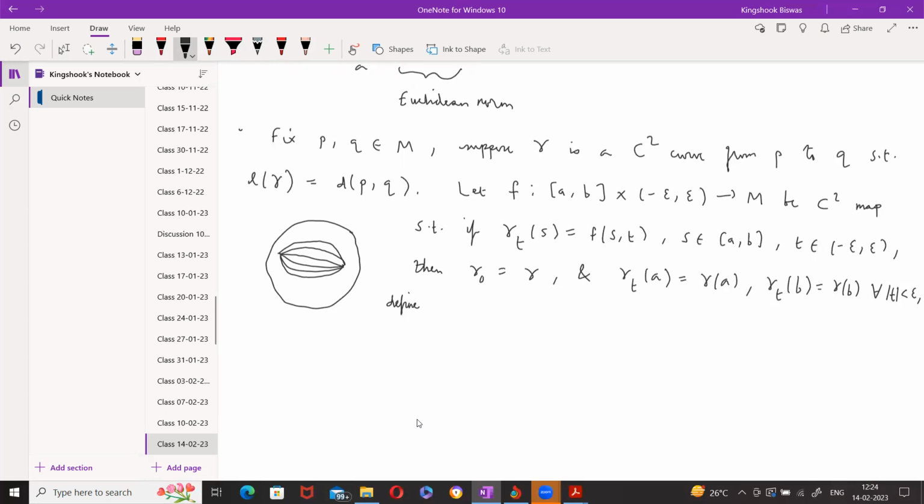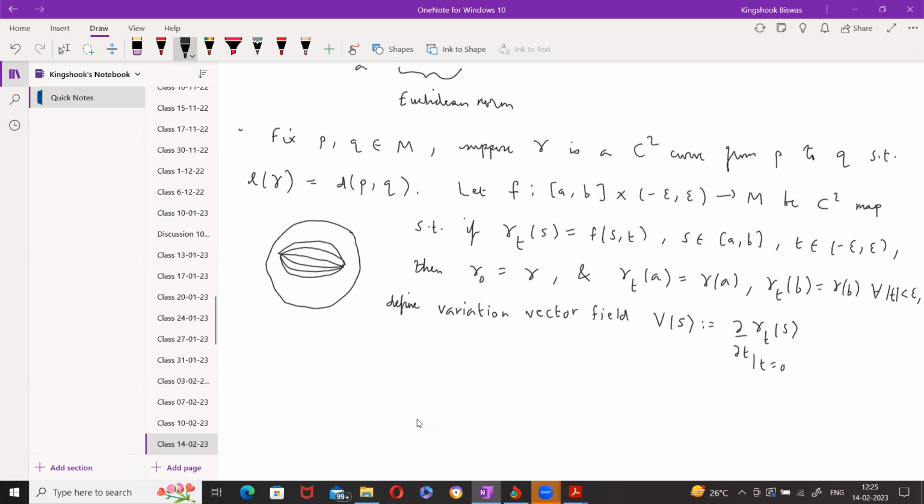Okay. So then for this proper variation, we can define the variation vector field capital V of S. This is going to be del del t at t equal to 0 of gamma t of S.